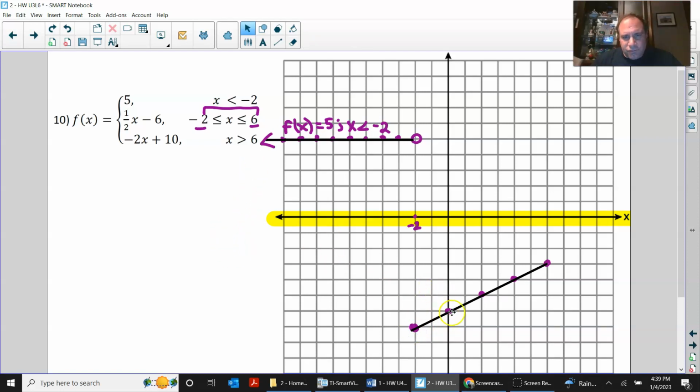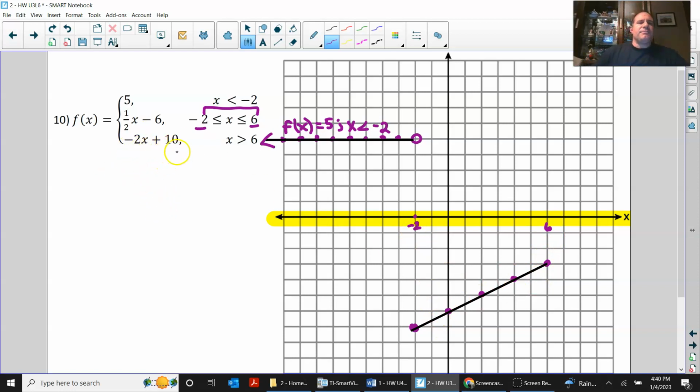And what it does is cross at 6, -6. It's 1/2, so the rise of 1, run of 2. Rise of 1, run of 2, stops at 6. Here is 6 on the x. There's the domain. And here's -2. It starts at -2. -2 and 6. Let's go on to the last one.